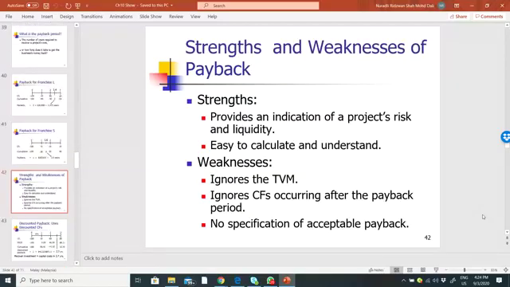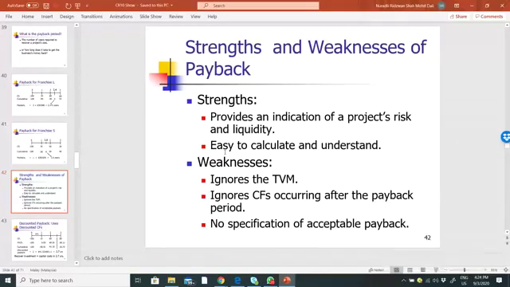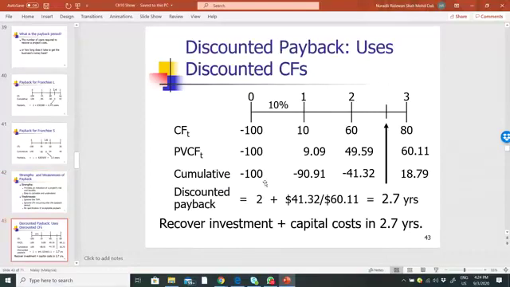So strengths and weaknesses of payback: it provides an indication of project risk and liquidity, and it is easy to calculate and understand. Weaknesses: it ignores the time value of money, ignores the cash flows occurring after the payback period, and also there is no specification of acceptable payback. It's easy to do, but now this is actually using discounted payback.